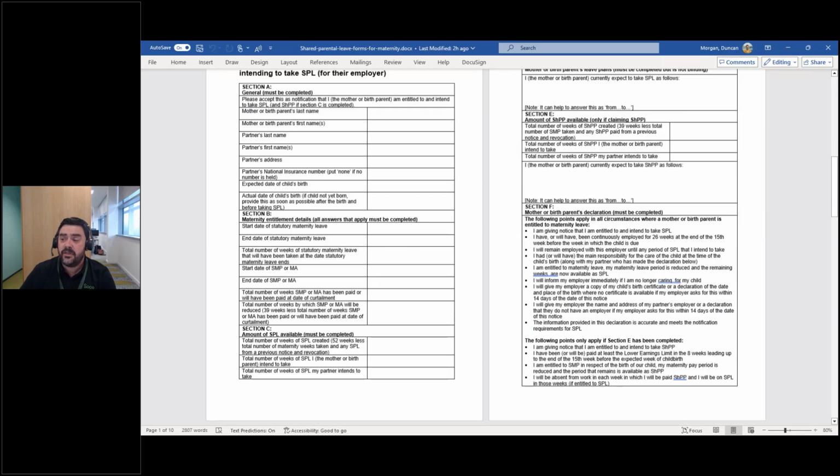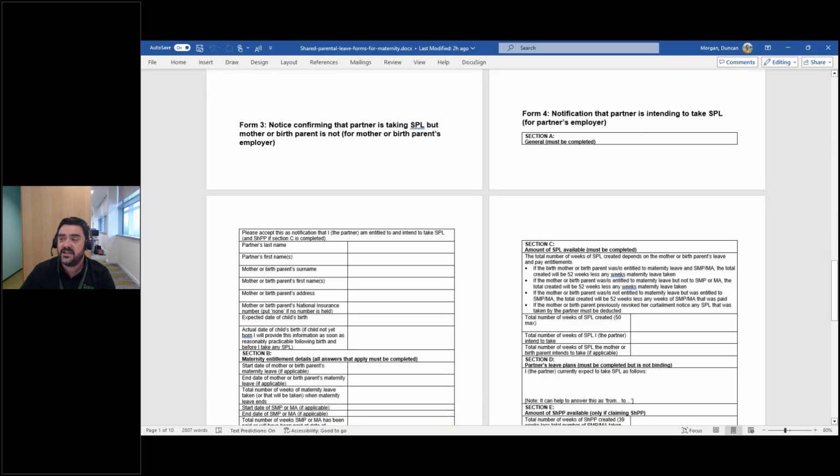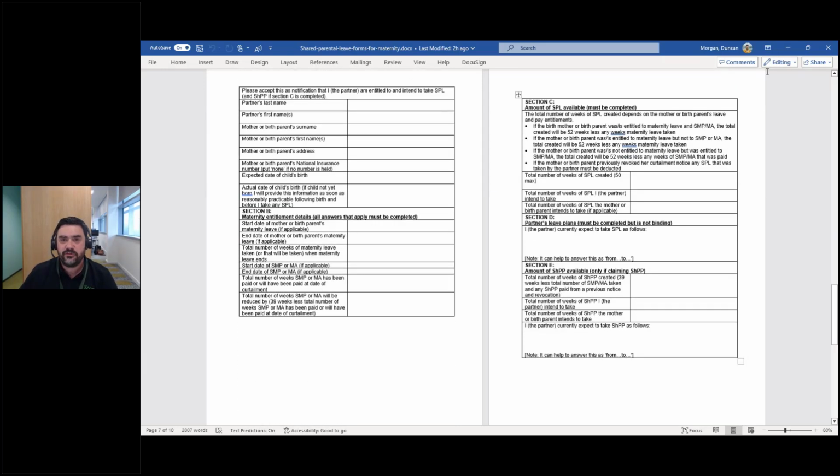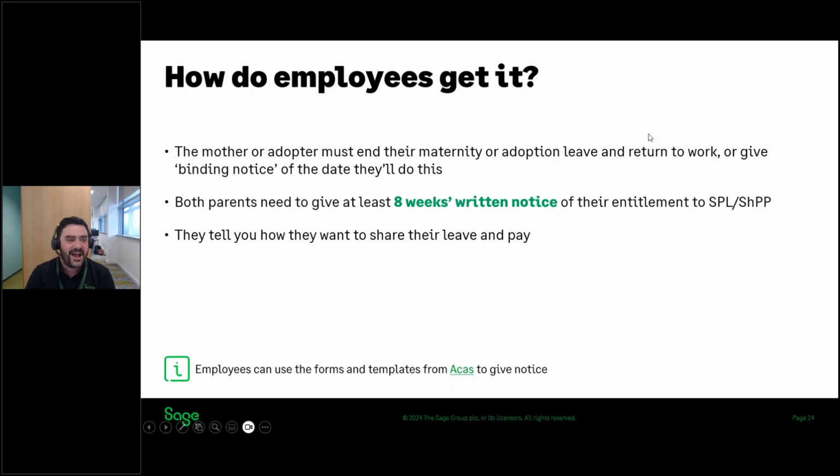And then there's a form for the partner, if the partner will be taking some, to say that they're intending to take it, and what dates of leave they're going to use. So I'm not going to go through this form, but it's quite a complicated one. It's actually something I did for one of my children, so I'm a bit familiar with the process, but that's how they would apply for it.